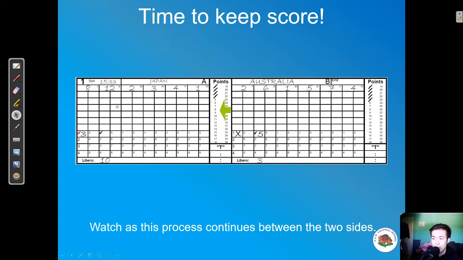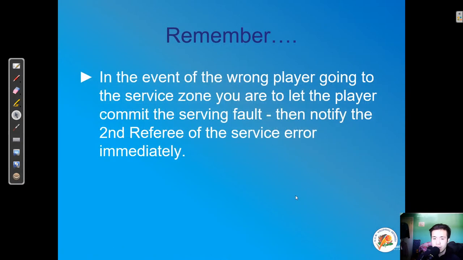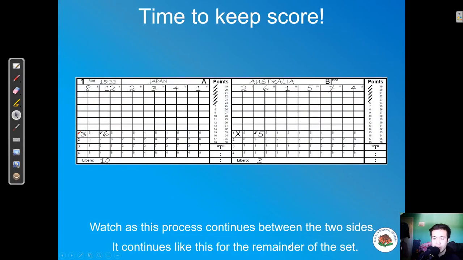We've got to make sure when we open the box, we check that number 12 is going to serve first. And then we continue. So they have 2 points. They win 2 points. And then, because we opened the box, we have to close the box, so they're on 6 points, we write 6 there. And it continues like that for the remainder of the set.